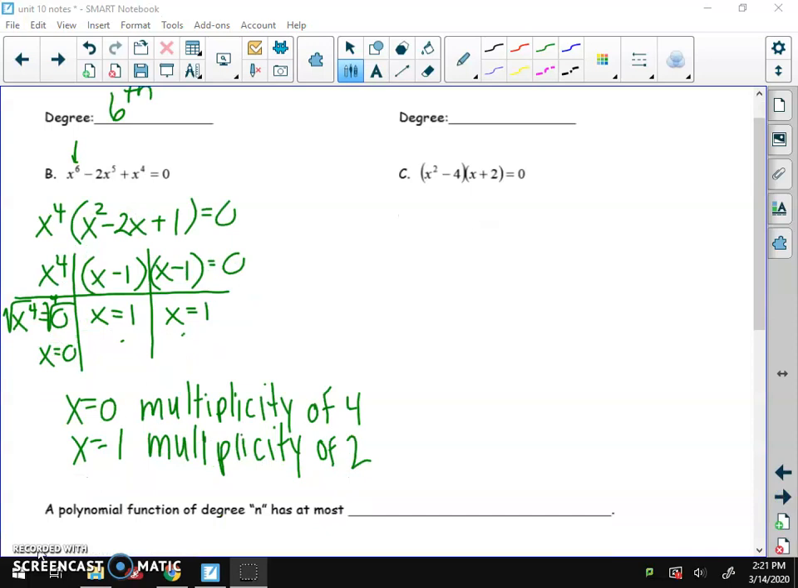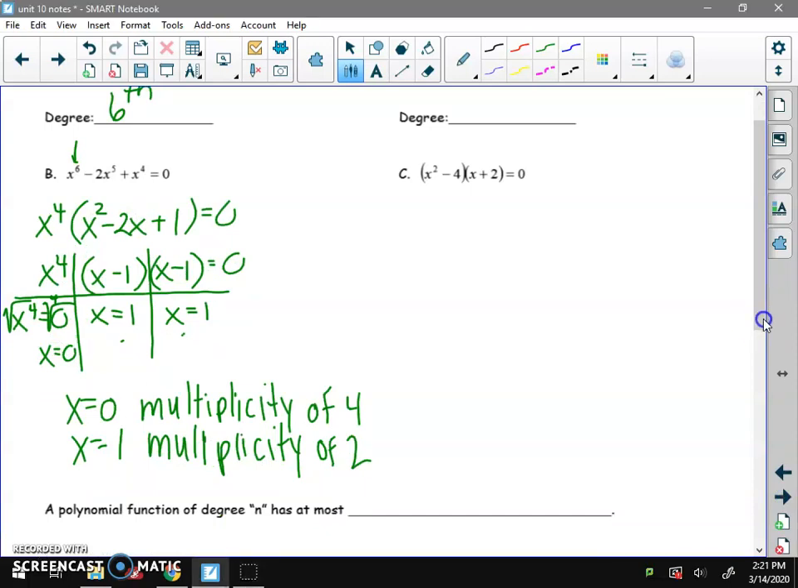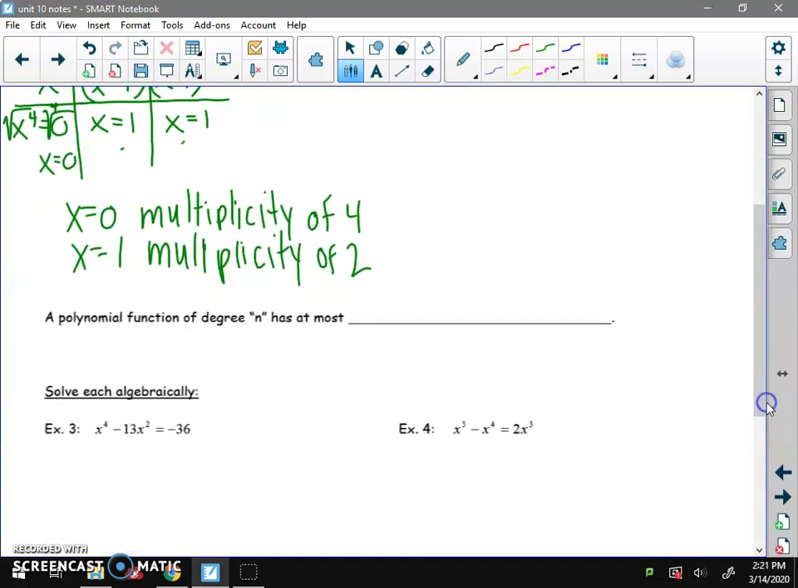You should try example C right now. The first step of factoring has already been done for you. Please finish that one and check your answers on Schoology.